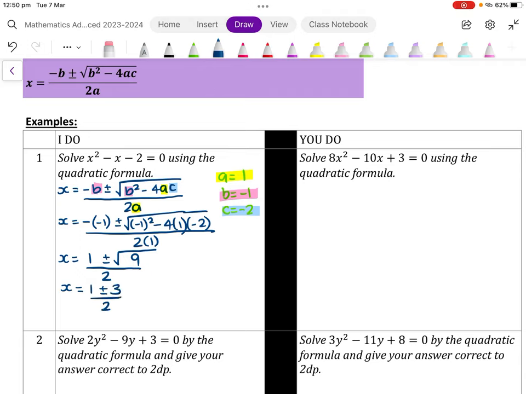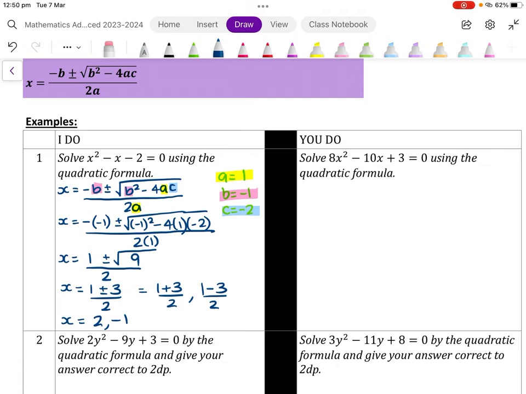And so then we need to look for our positive and our negative version. Our positive version is when we have 1 plus 3 over 2, and our negative is when we have 1 minus 3 over 2. So x will equal 1 plus 3 over 2 is 2, and 1 minus 3 over 2 is negative 1.